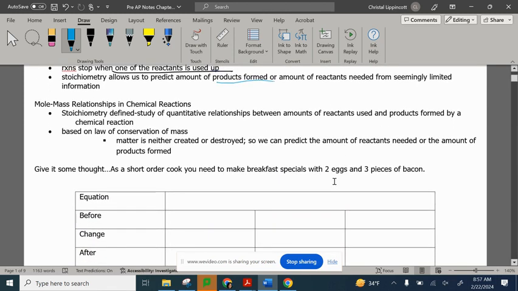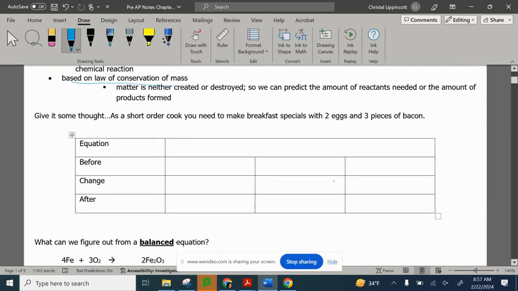It's using your balanced chemical equation, which is why you needed to be able to balance equations in chapter 9, which is why you needed to be able to write formulas in chapters 7 and 8, so that when you get to this chapter, you can write that equation out and be able to do the math with it and be comfortable with it. All right.